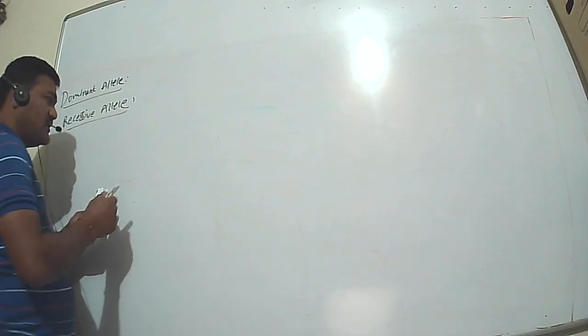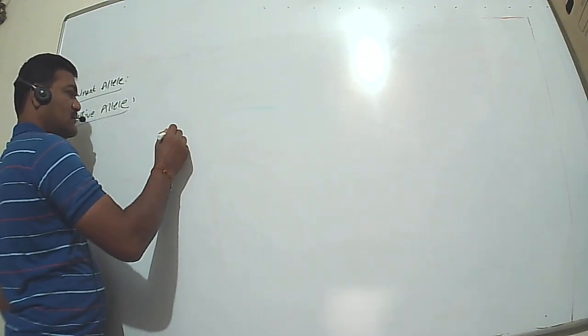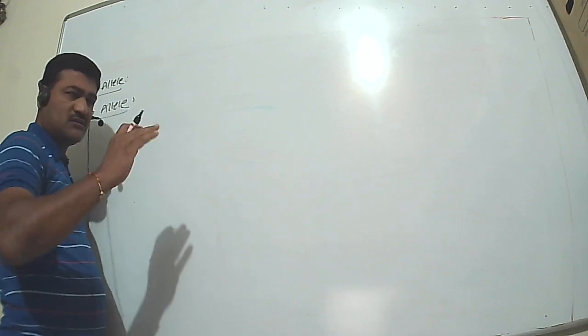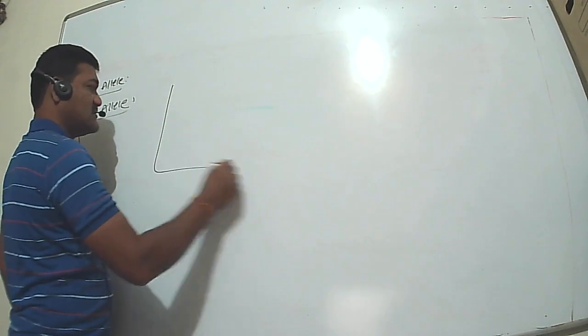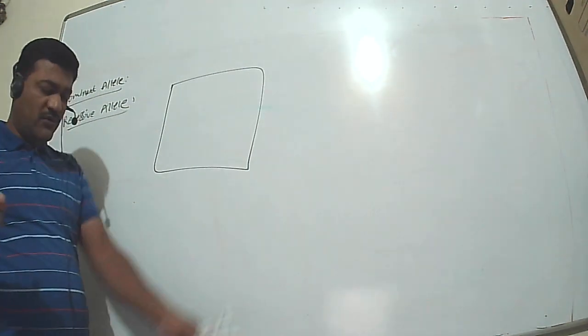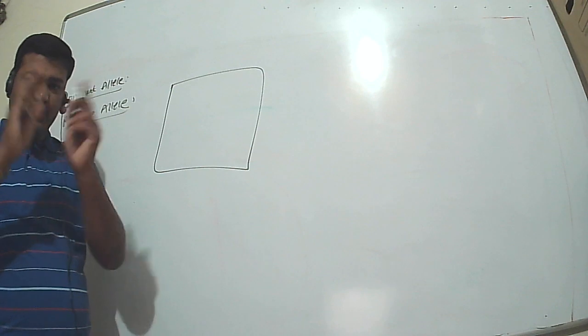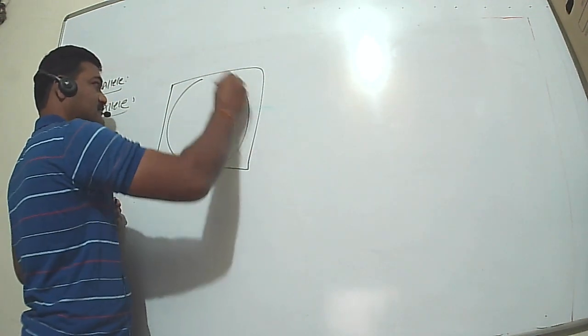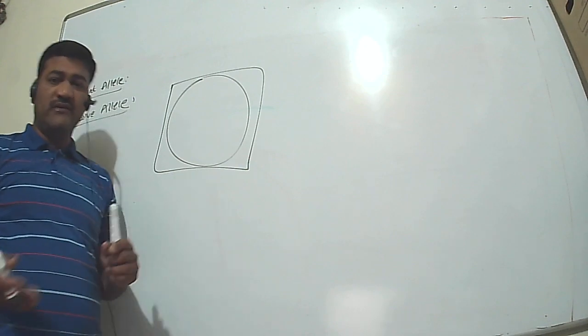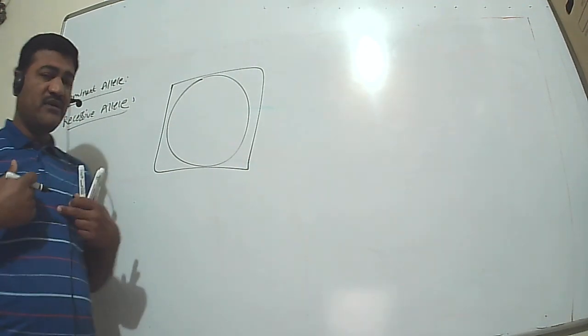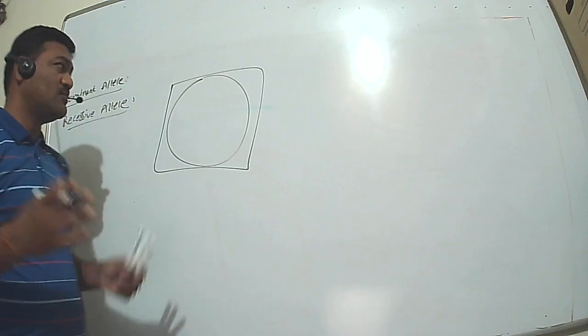So to make it clearer, let me show you what is homozygous and heterozygous. Let us take this as a cell. You take any cell from the body, say one skin cell, and you open the cell, you have the nucleus. And in this nucleus you have chromosomes. Different organisms have different numbers of chromosomes. In human beings we have 23 pairs of chromosomes, or 46 chromosomes.